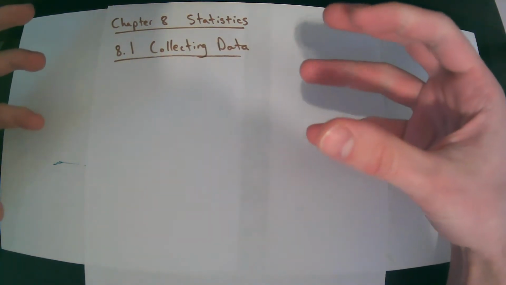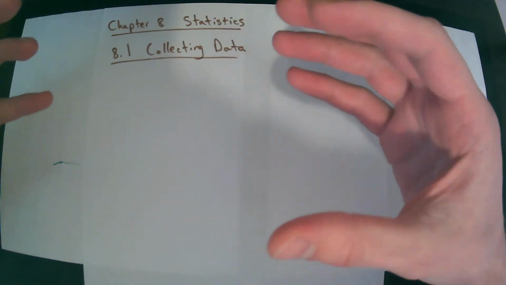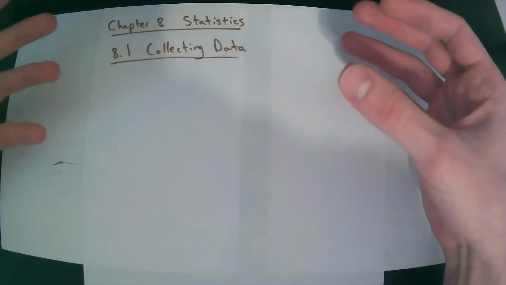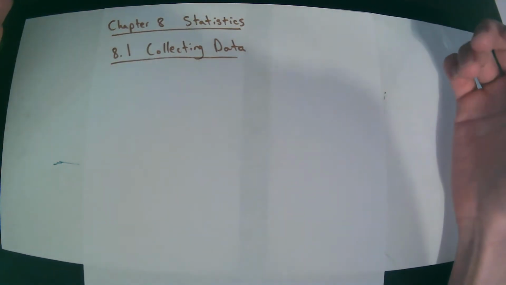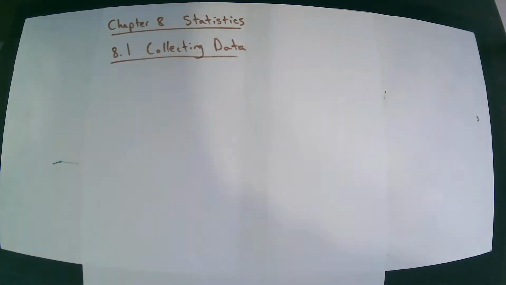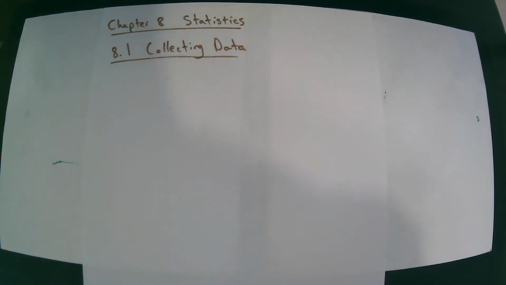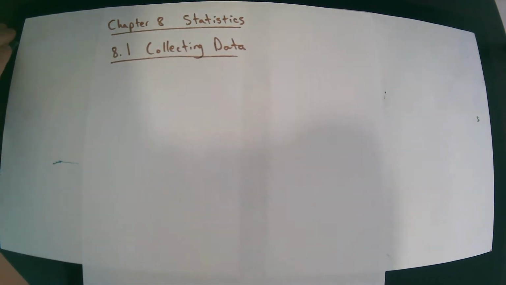So they're very much interconnected by that idea of having data. In statistics, you're collecting the data and trying to make inferences from the data that you have, and you can see how probability is very much going to be related there, because probability is one of the ways we can measure the likelihood of a future event. Okay, so let's get into 8.1, which is collecting data.